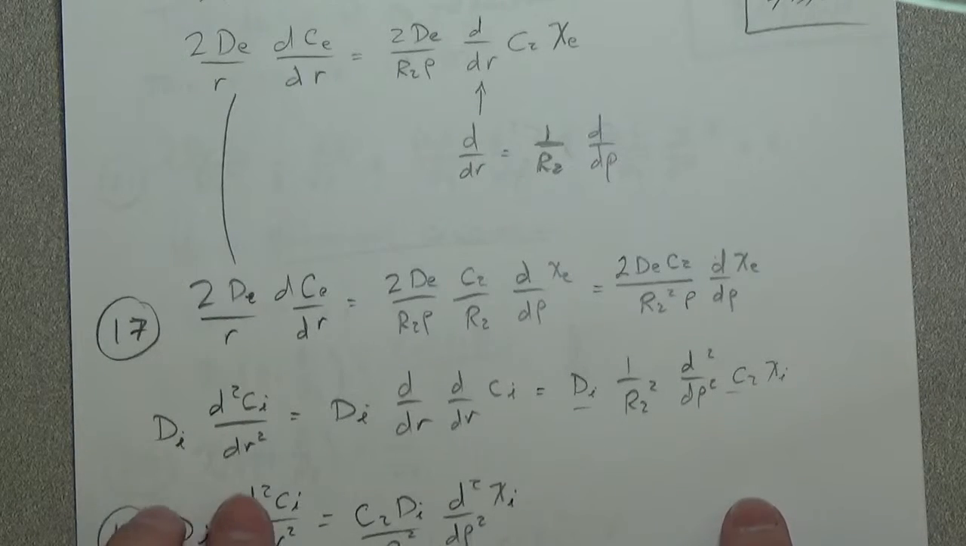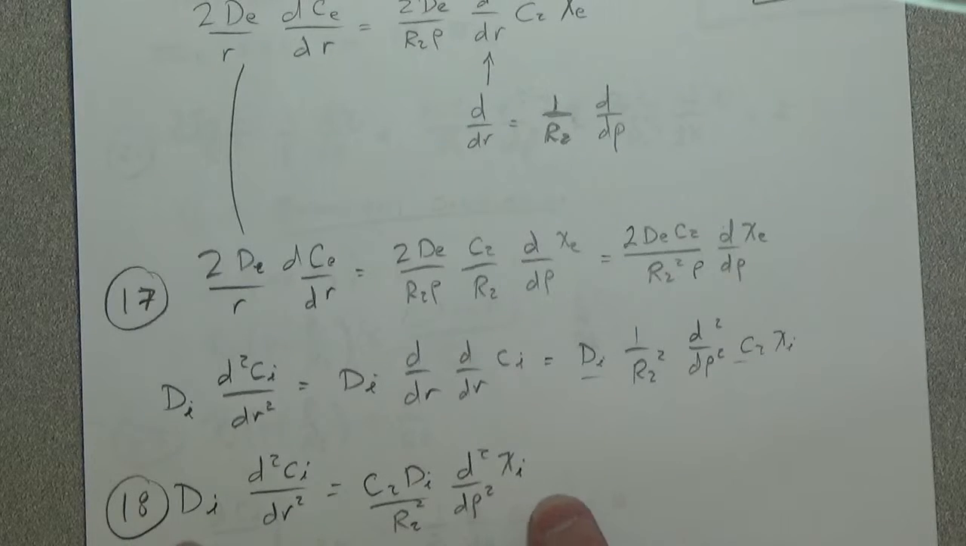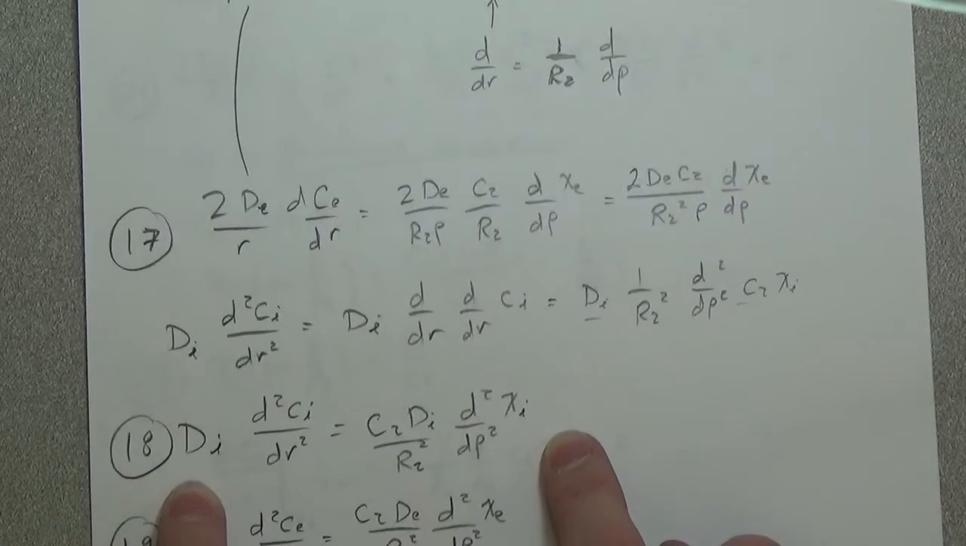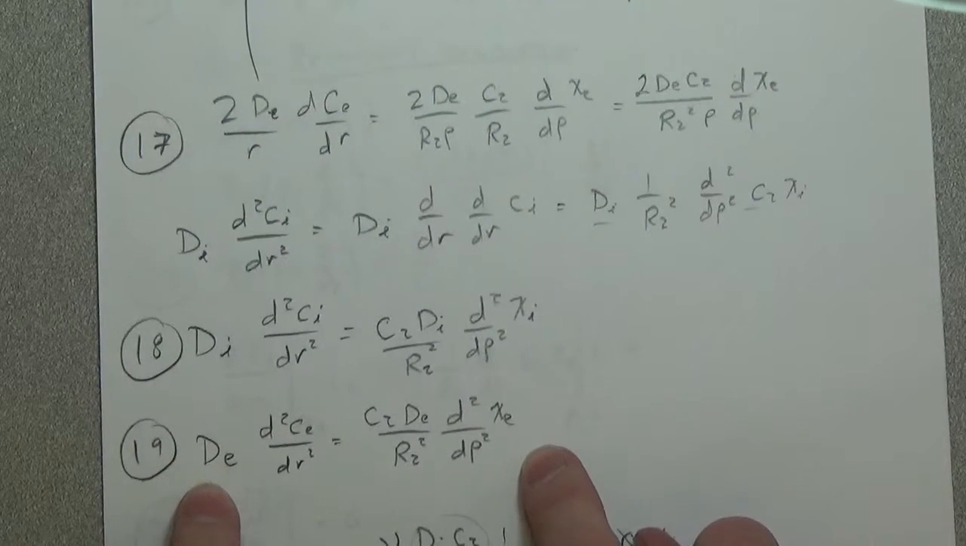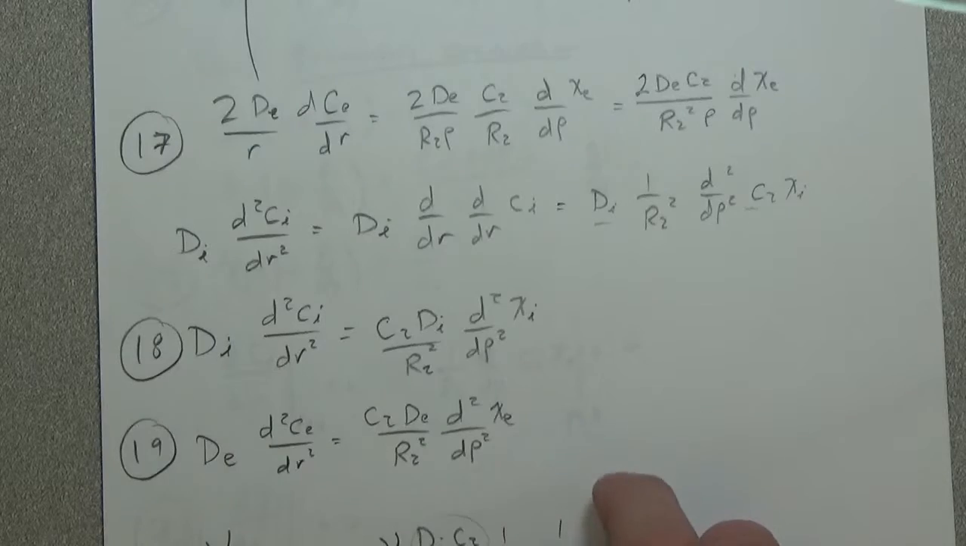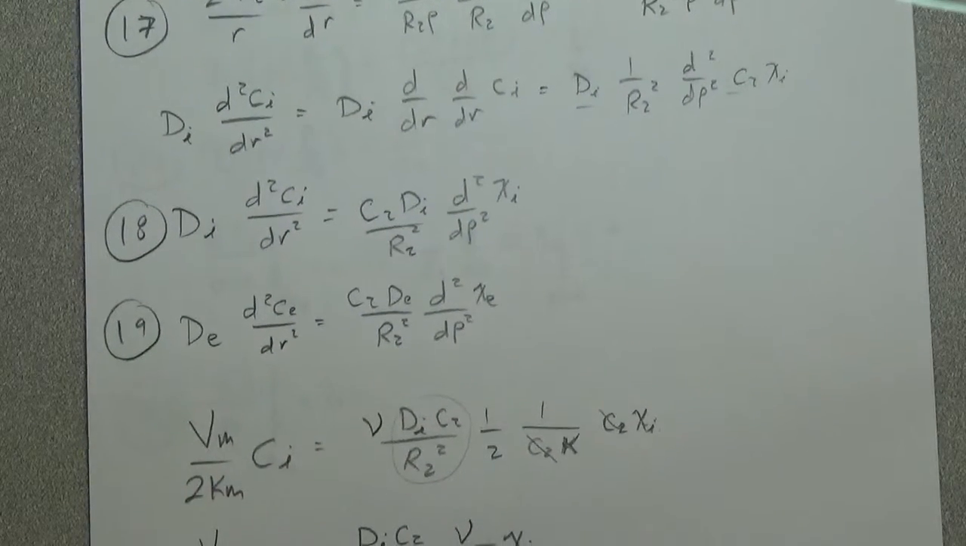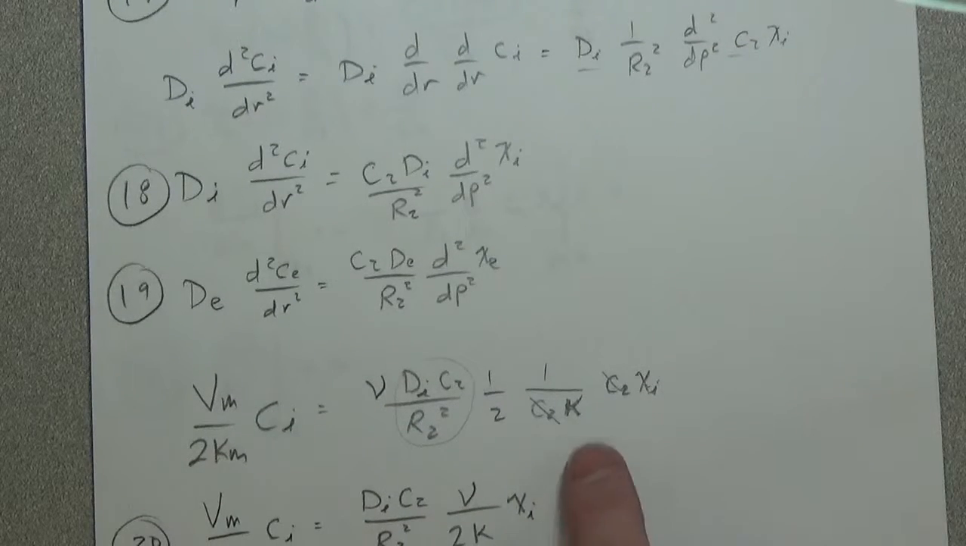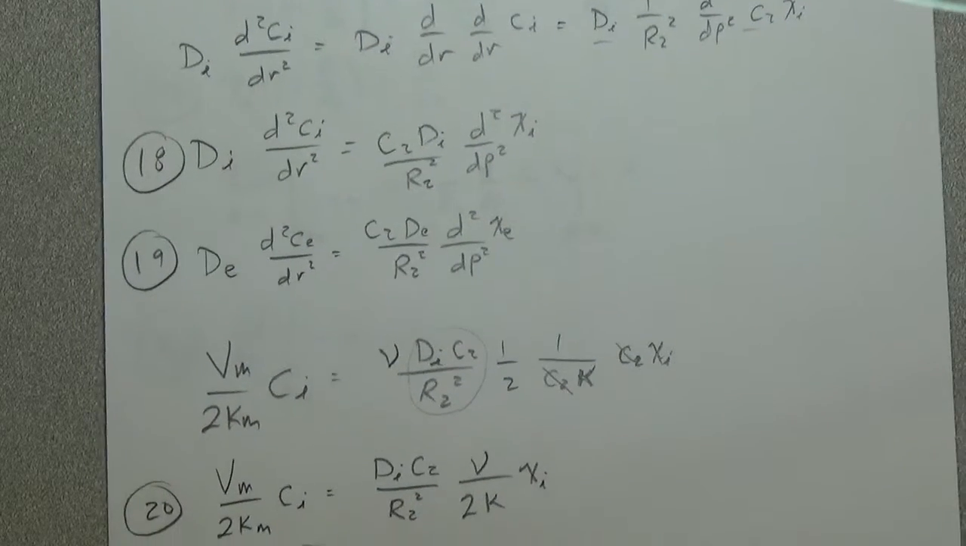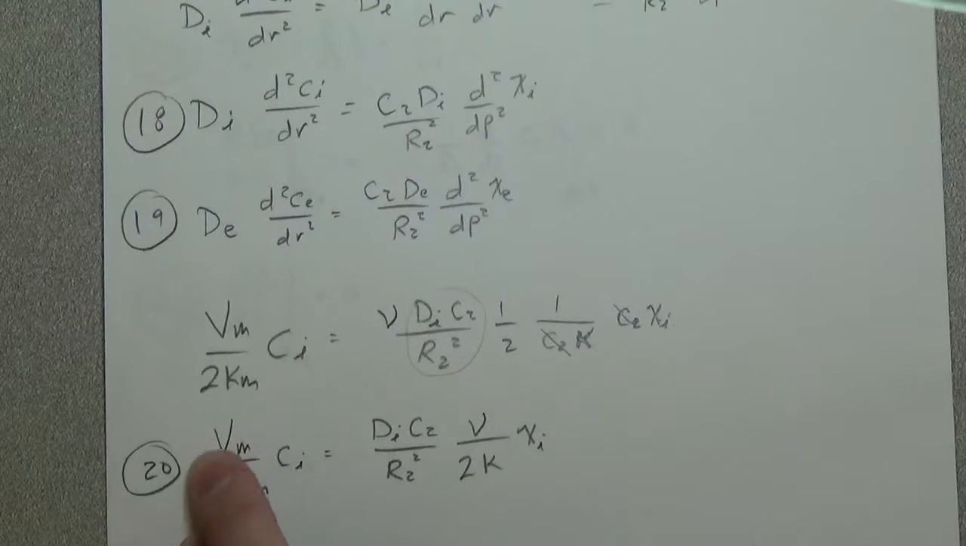The second term in the Laplacian will look like this. So you get this term for the interior, and the second term in the Laplacian for the exterior equation is analogous. It's this. Looking at the Michaelis-Menten expressions, the Michaelis-Menten consumption term here in non-dimensional form is this.